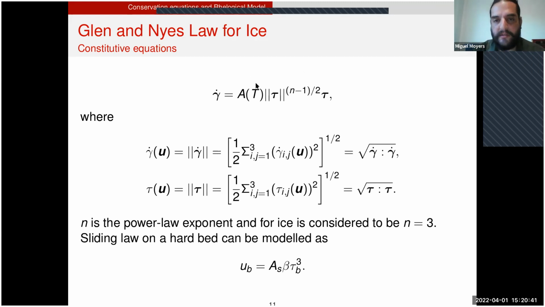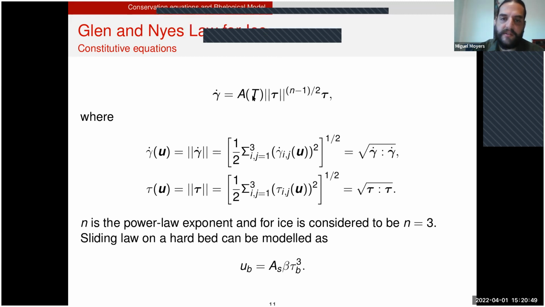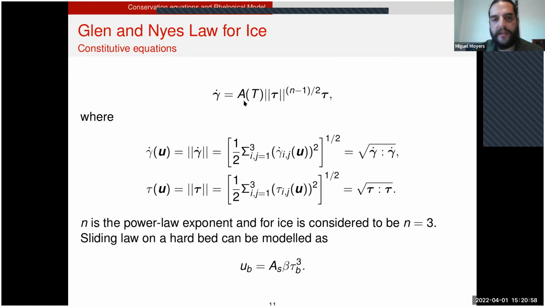So you can consider that as a non-linear fluidity. This constant A(T) depends on temperature. As I said, we're going to consider it constant. And just to give you an idea, for ice this A is on the order of 10 to the minus 17. So it's very, very small. So ice is very, very viscous in that sense.